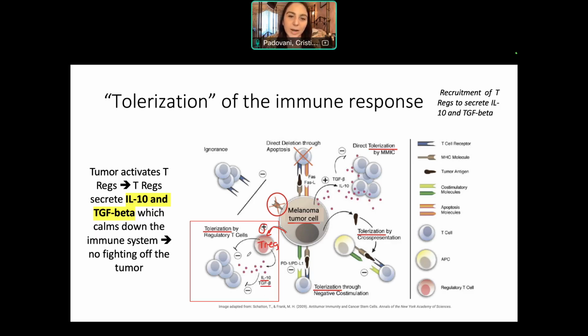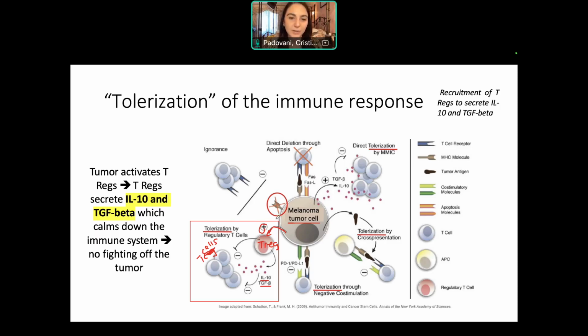IL-10 and TGF-beta are going to basically calm down the rest of the immune system. So these are a bunch of regular T cells, your CD4 and CD8 T cells, and it's regulating them. It's keeping them down. So Tregs will secrete IL-10 and TGF-beta, good to know these, which calm down the immune system. So now we don't really have T cells to go and attack the cancer cell.